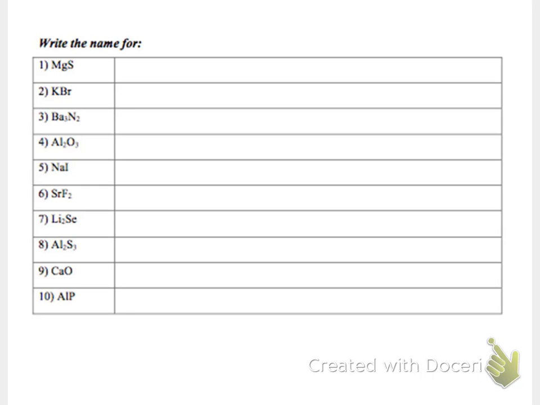So on your worksheets, you're given here a list of formulas. You're going to write the names, and then a list of names. You're going to write the formulas. Again, stop the tape, go through and do the work, and then turn it back on and check your answers.